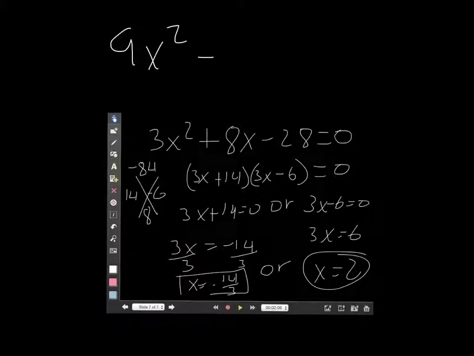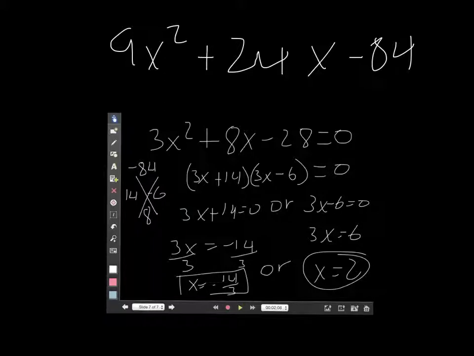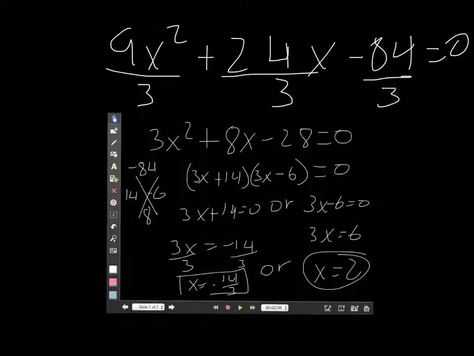9x squared plus 24x minus 84 equals 0. And then here, what we're going to do is simplify this equation by dividing each term by 3. We end up with the equation that follows here: 3x squared plus 8x minus 28.